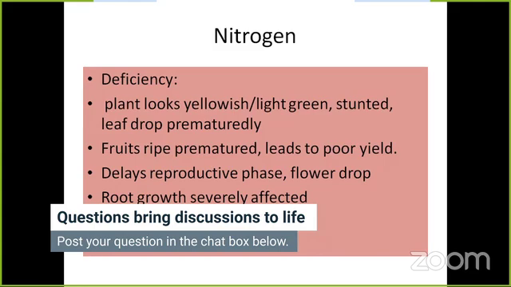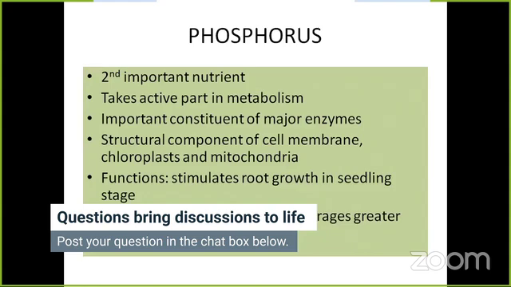Similarly, root growth is also severely affected. So overall, the plant becomes weak. Let us take the second one. Second one is called phosphorus. It is also a very important nutrient after nitrogen. But in the absence of phosphorus, even the nitrogen will not be used properly. So it is the second important nutrient.